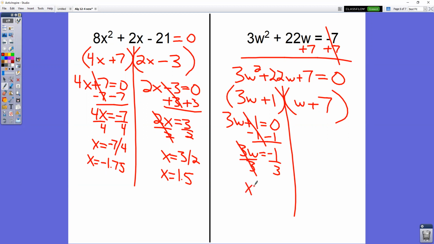Again, you are going to get some that are fractions or decimals. This one, again, is a fraction or decimal. We can leave it as -1/3, or you could write it as -0.3 repeated. On the other side, w + 7 equals 0, and then -7 -7 to solve it, w equals -7.